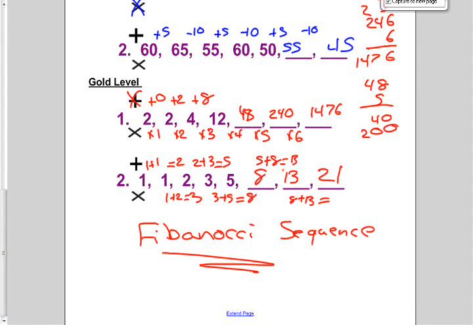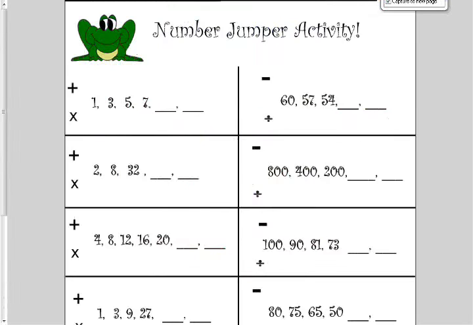All right, that concludes our lesson. You're going to go on and do the number jumper. Just remember as you do it, I really want to see what are your jumps, how do you get from one number to the next. That's going to help you predict those next 2 terms. Good luck.